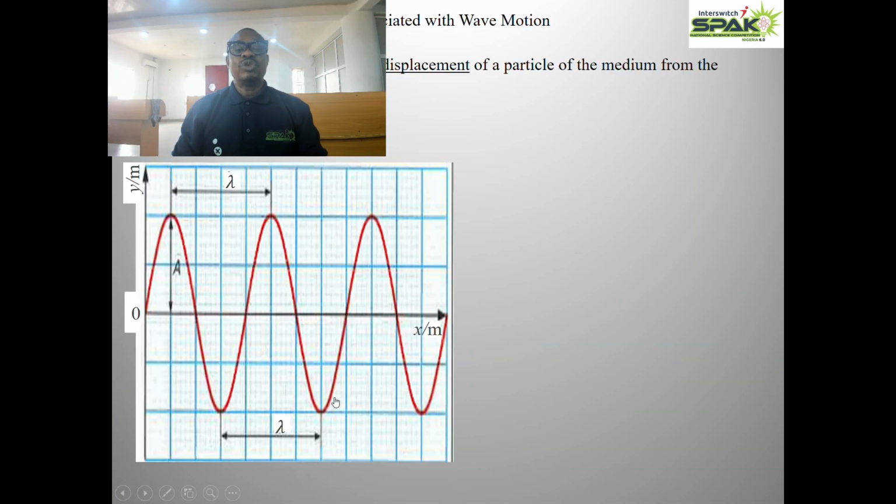So let us move now into the definition with what we've just described. Let's move to the definition of wave, and let us see if it actually relates to the video we have just seen. A wave is a disturbance that travels through a medium and transfers energy from one point to another without any permanent displacement of the particles of the medium.